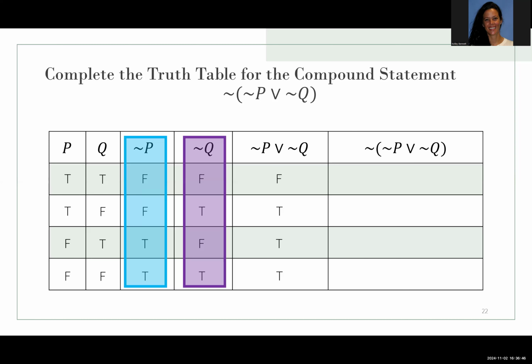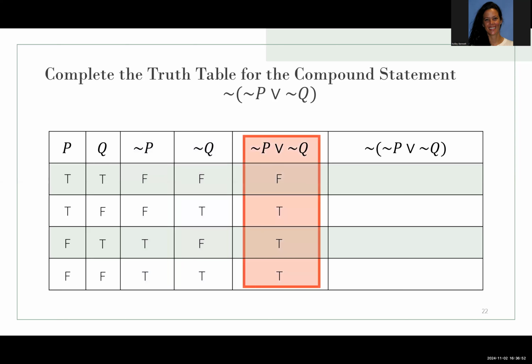And now that I have that, I'm ready to complete the problem. I'm going to negate this whole column. Anywhere that's false becomes true, and anywhere that's true becomes false. So instead of false, true, true, true, I'm going to have true, false, false, false.